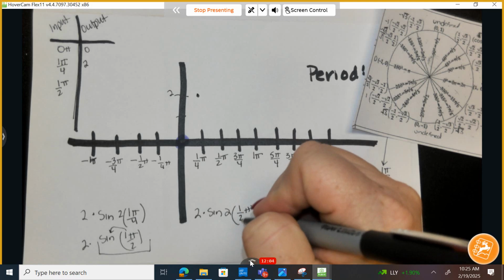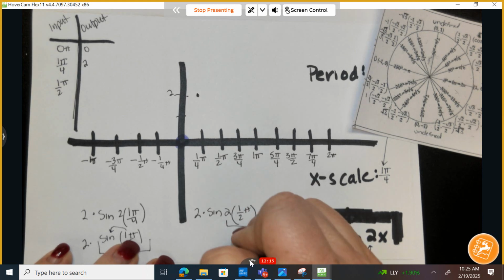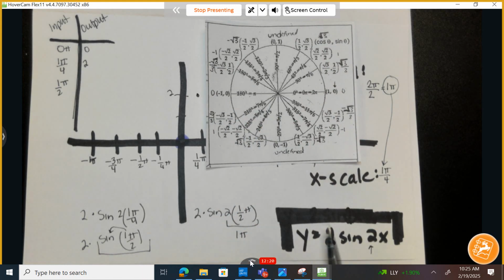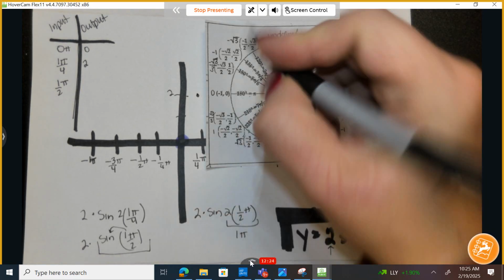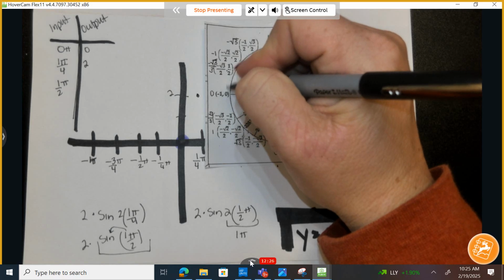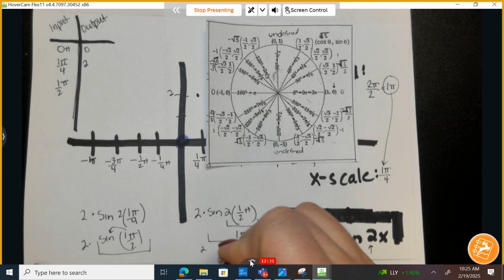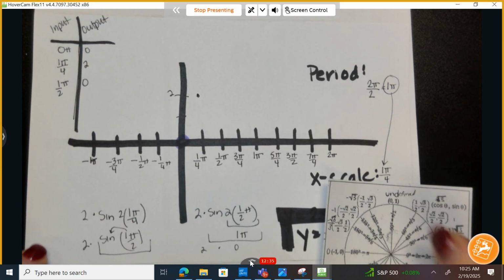When I take 2 times this, I only take the 2 times the top. 2 times 1 is 2. 2 divided by 2 is 1, so this really here is just 1 pi. Can everybody find 1 pi on the unit circle? 1 pi on the unit circle is right here. What is the output value? The output value is 0. So this part is 0. 0 times 2 is 0. So my output value is 0.